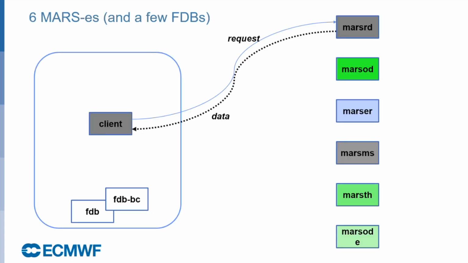So I said we have 6 Mars servers. Basically we have one server which is holding operational data. Another server is in charge of the research data. Also, we have a server for the member state data in Mars and so on. For the FDBs, which are on disk on the HPC, we have 2 of them. One is FDB, and the other is FDB-BC, which holds only data produced by boundary condition programs. So these are forecasts issued at 6 and 18 UTC. And basically only users from participating member states in the boundary condition program can access this data.